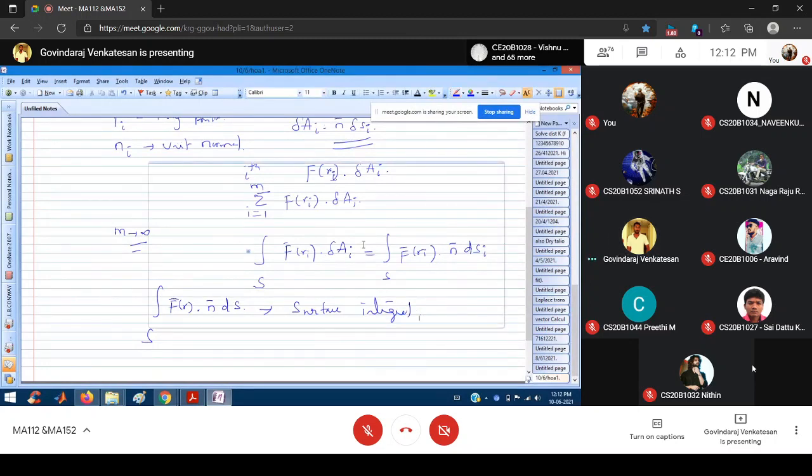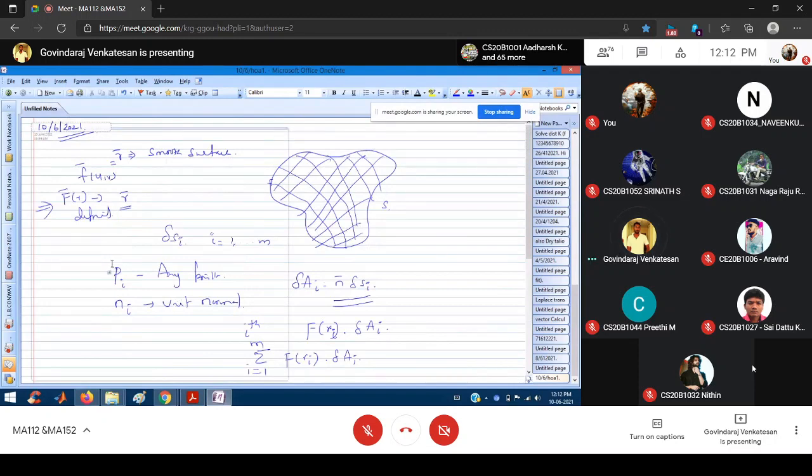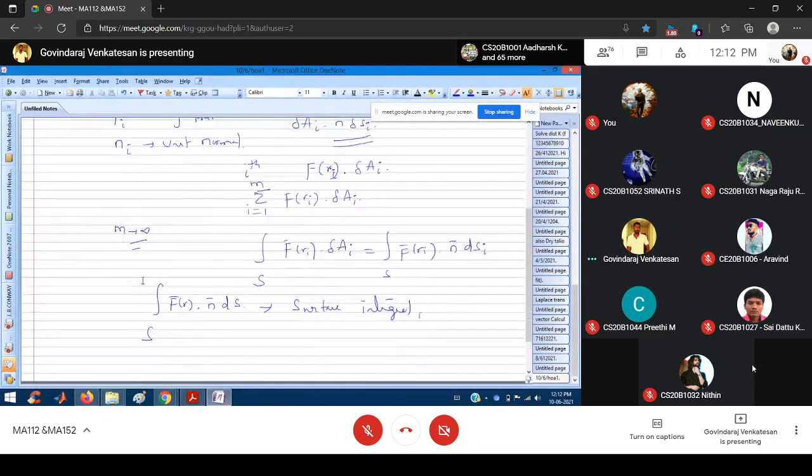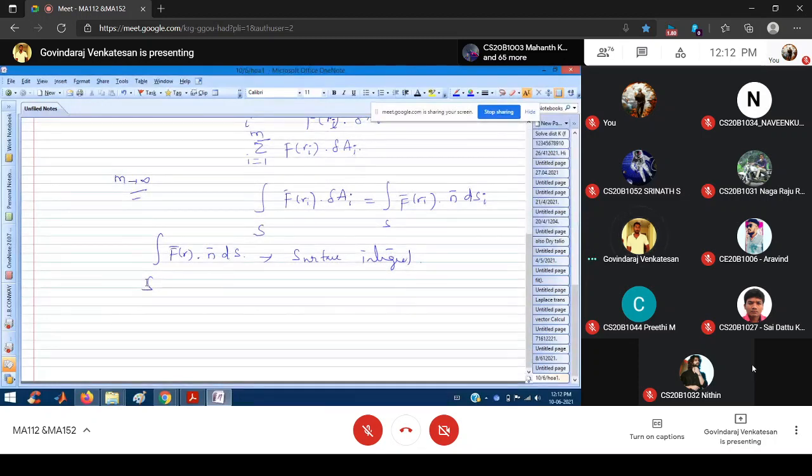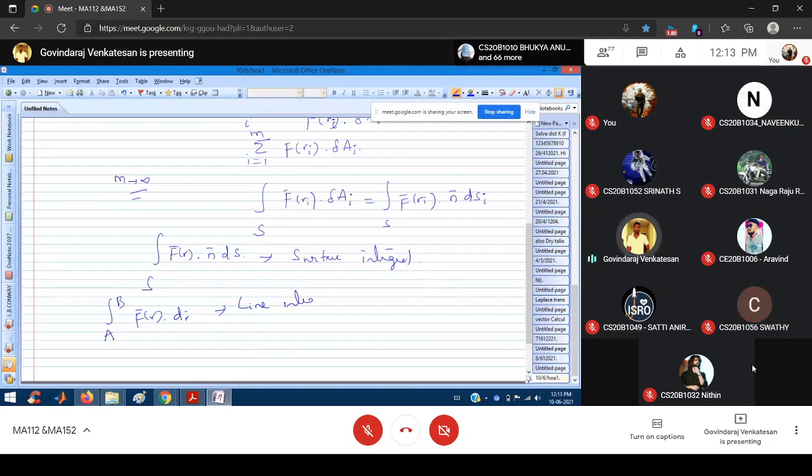So any doubts? So the derivation of the surface integral follows similar to the line integral. Any doubts? So already we know that the integral over a to b of vector f of r dot product with dr defines the line integral. So here the integral over S of the vector f dot normal n vector into ds is nothing but the surface integral.